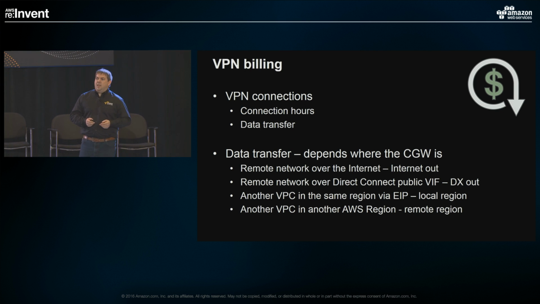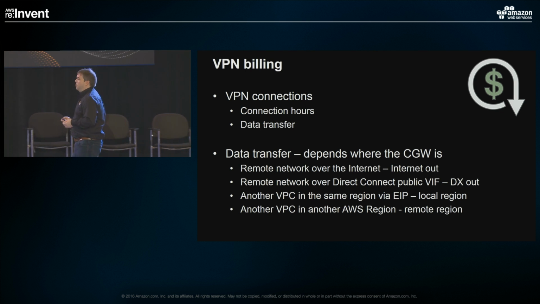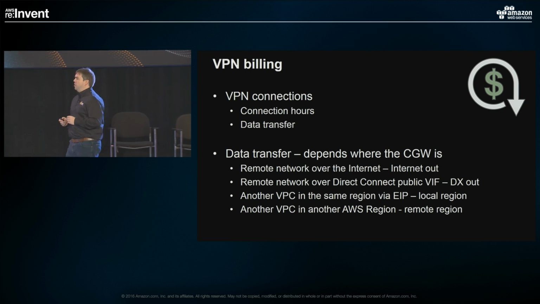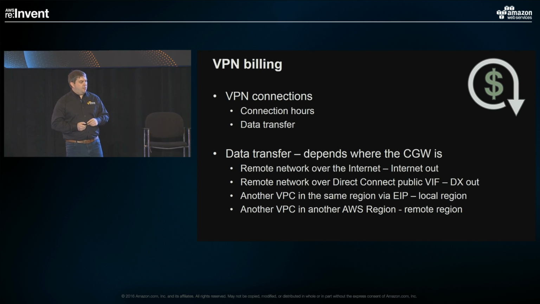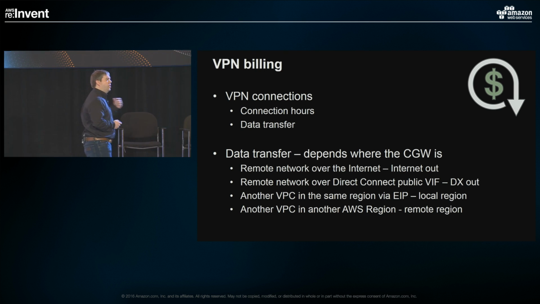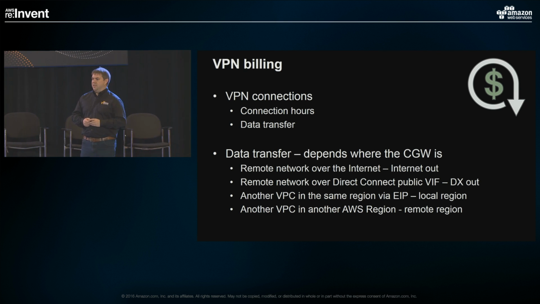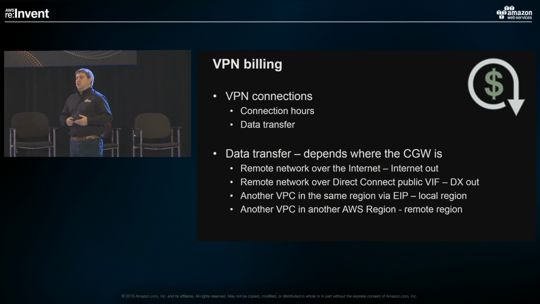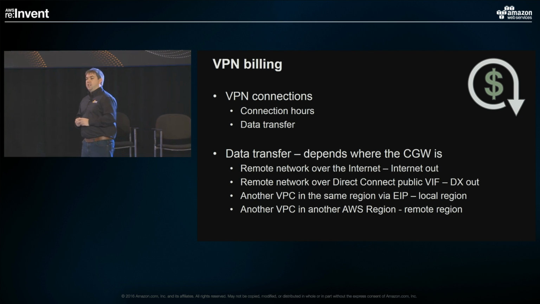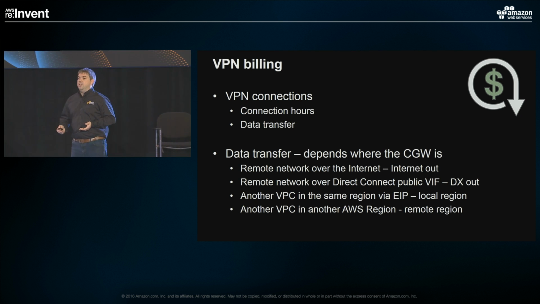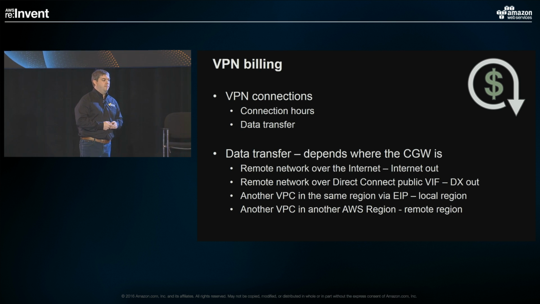Now, here's a little bit more detail that I didn't have in my session last year, but I want to just give you that slightly deeper view. The first item I have here is, where is the customer gateway? Well, if it's over the internet somewhere, if it's in your data center, then you're transferring this data over the internet. So the data transfer charge is our standard internet out data transfer charge. And obviously, we don't charge anything for the data flowing into AWS.